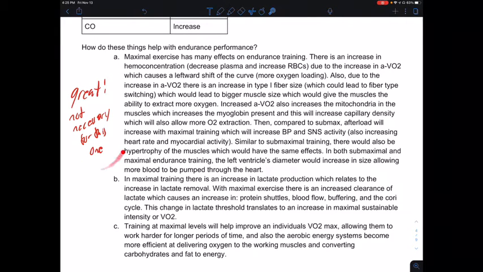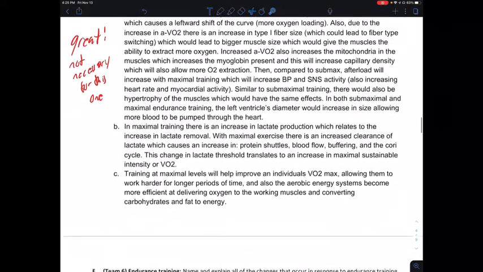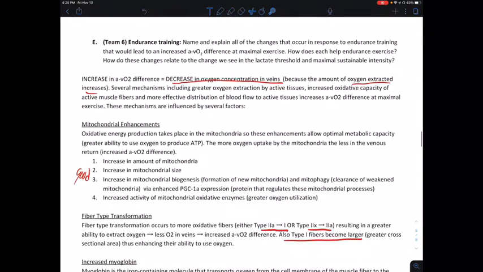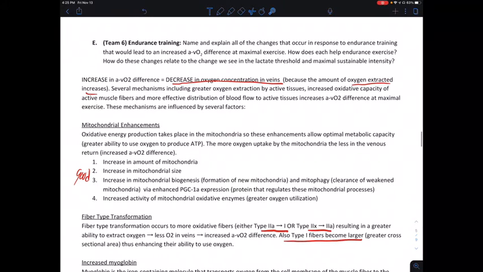This is all great information here, but not necessarily necessary for this one. Those things are explained in other places. All right, team 6, prompt E, looking at the changes in AVO2 difference. Definitely due to a decrease in oxygen in the veins, not a change in the arteries.